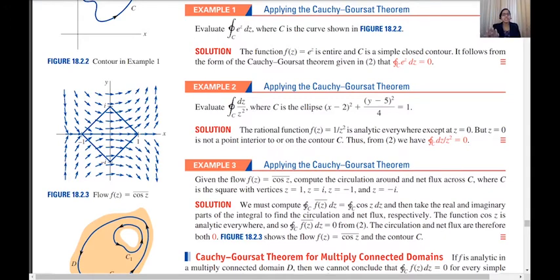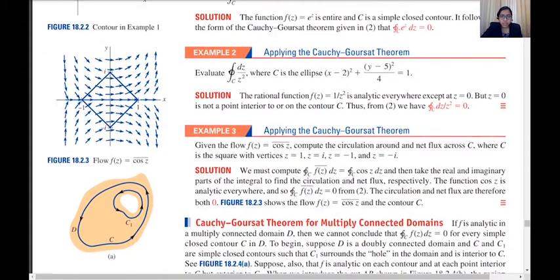In the first example we saw that the function is analytic everywhere. In the second example, the function has points where it does not satisfy the condition of analyticity, but corresponding to the region we were given, that particular point where the function is not analytic is not in the region. So we can say that the function is analytic everywhere in it. We just have to check whether the function is analytic everywhere or not, and that depends on the contour which is given to us.